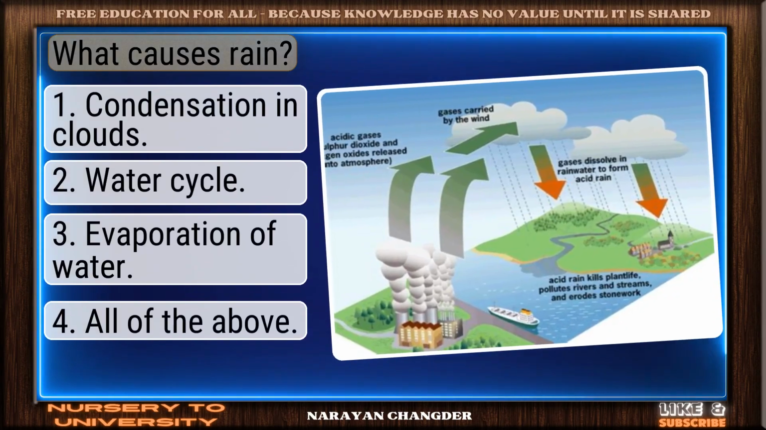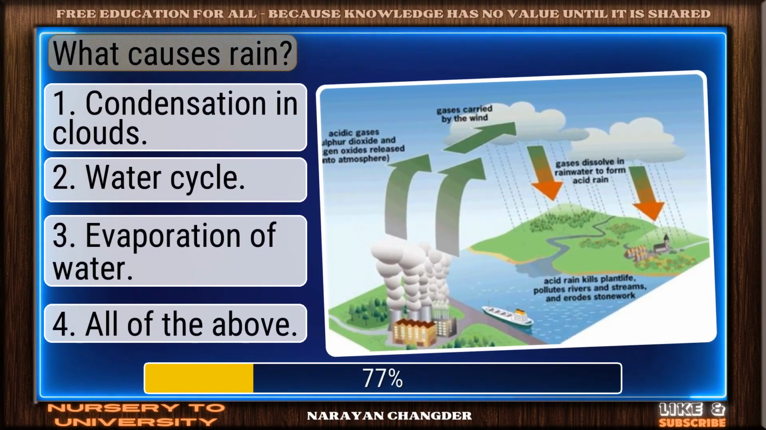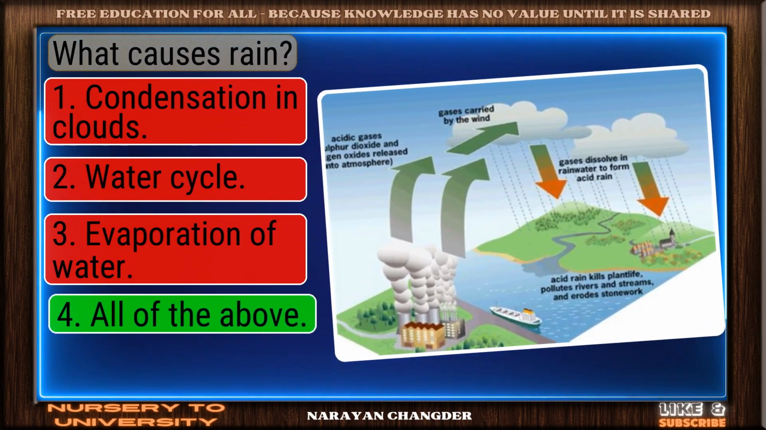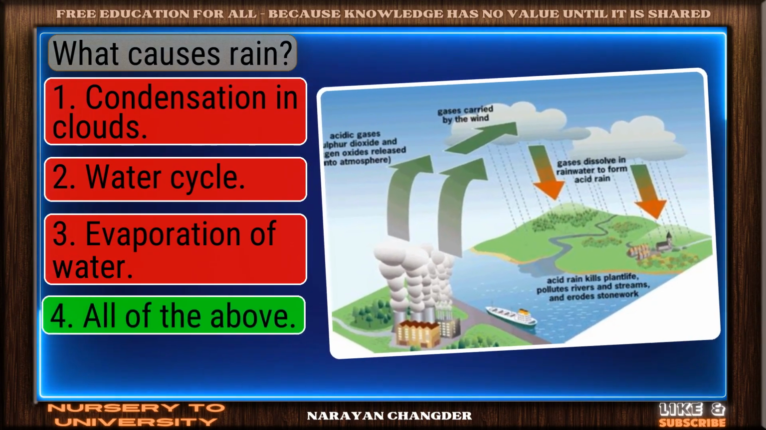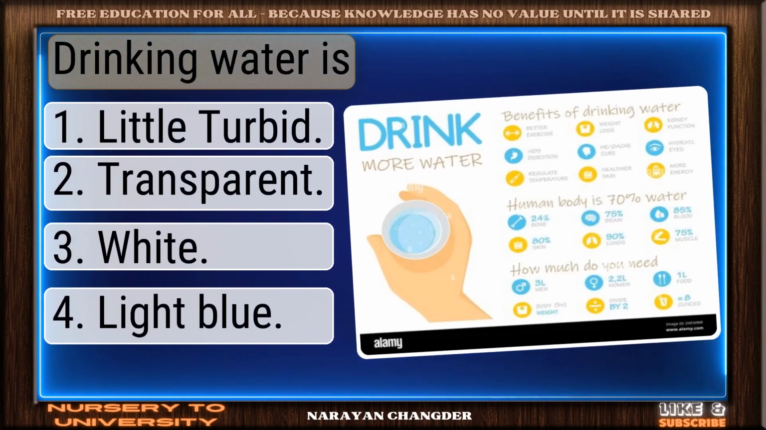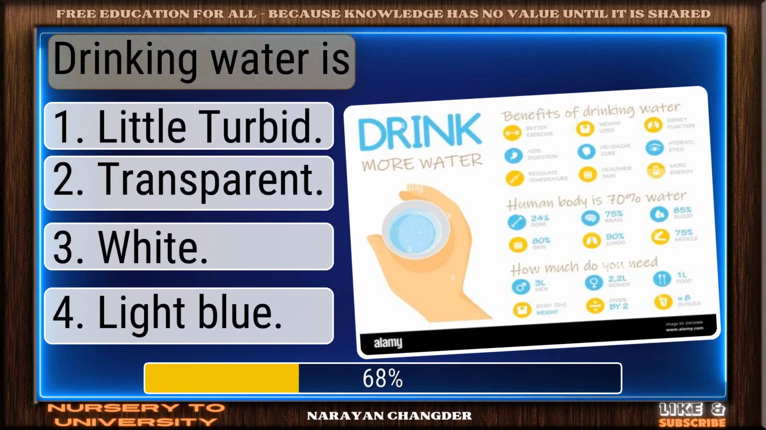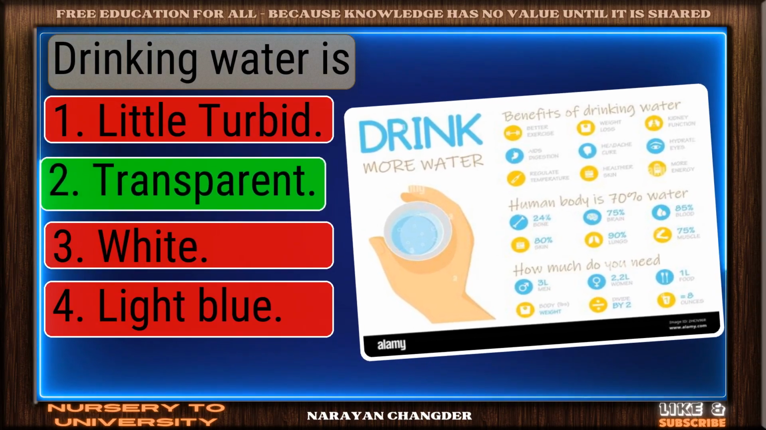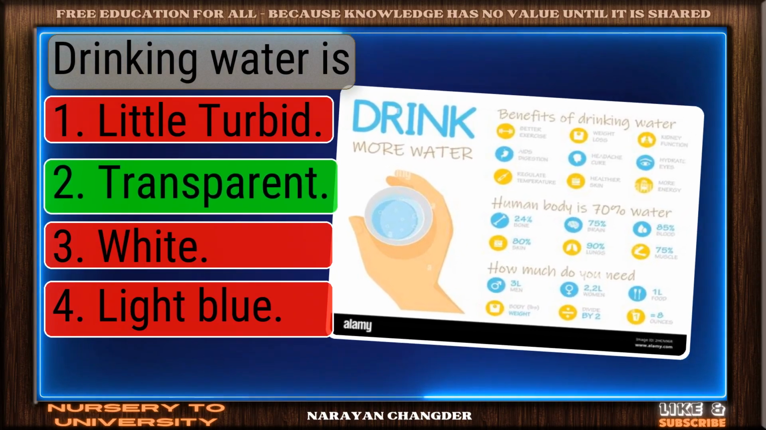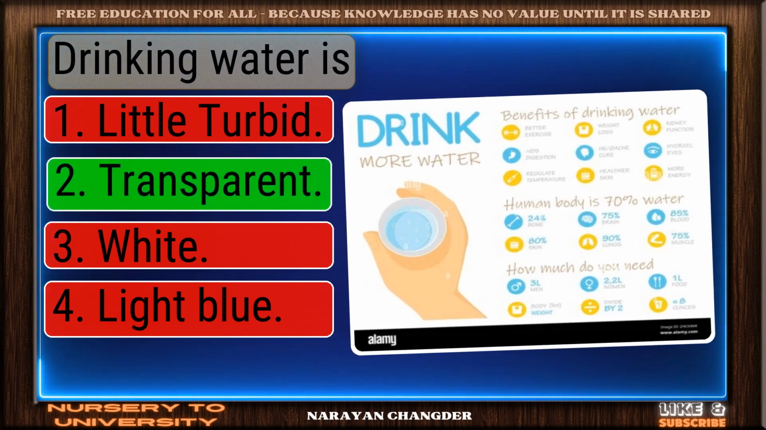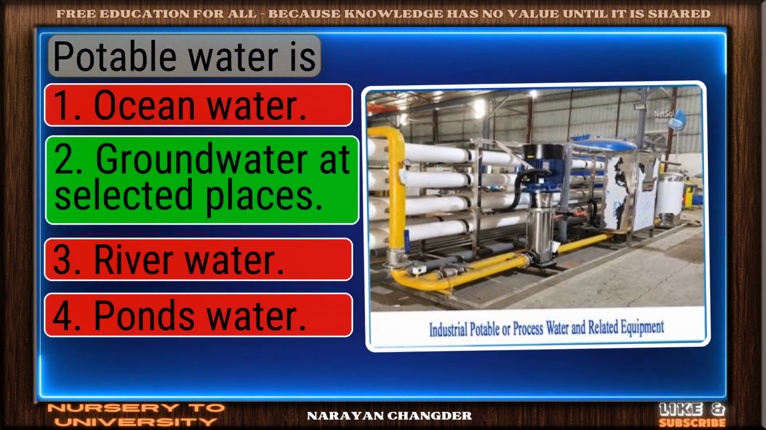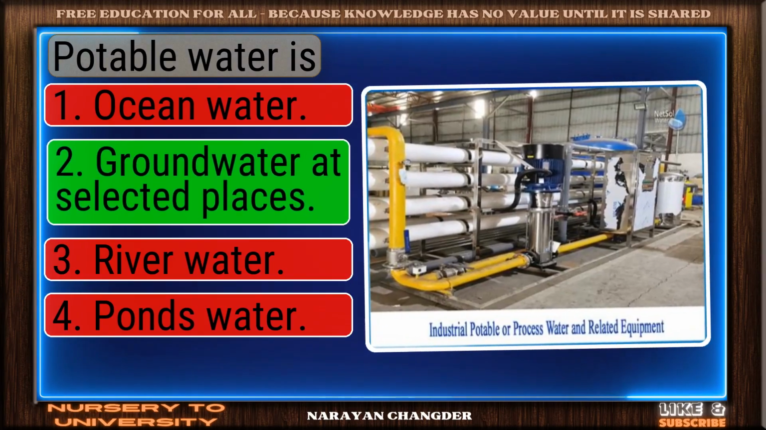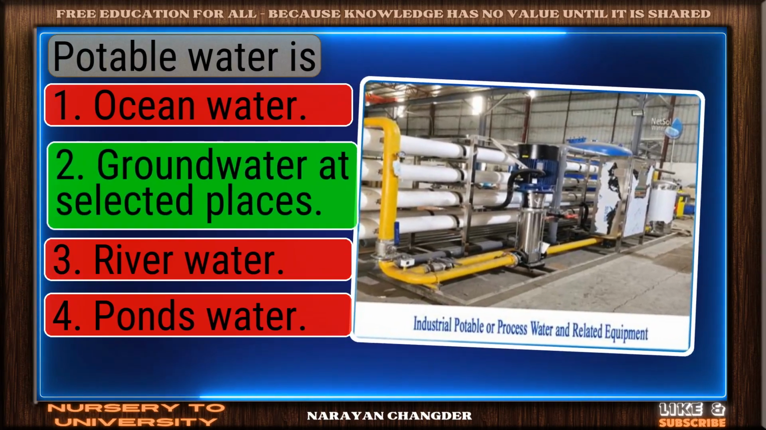What causes rain? Well reasoned. All of the above is the correct choice. Drinking water is. Well done. Transparent is the right choice. Potable water is. On track. Groundwater at selected places is the correct answer.